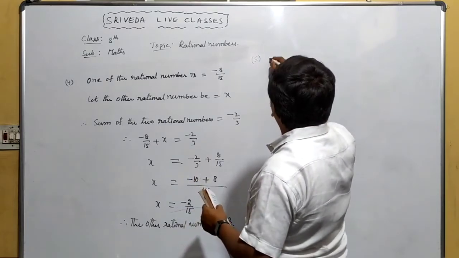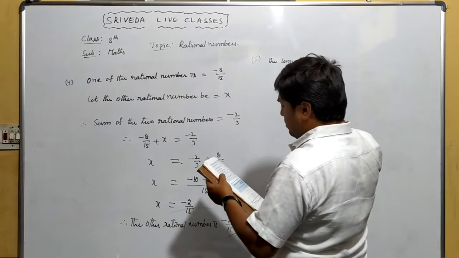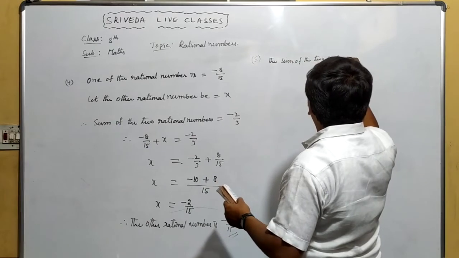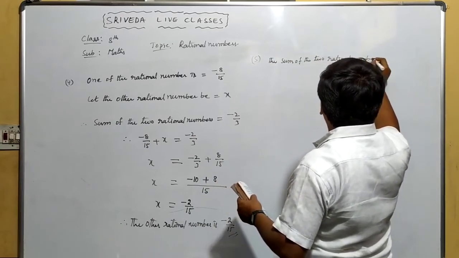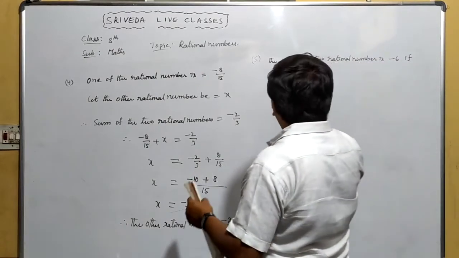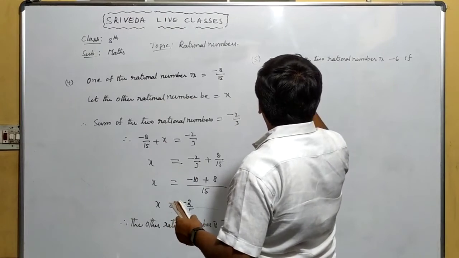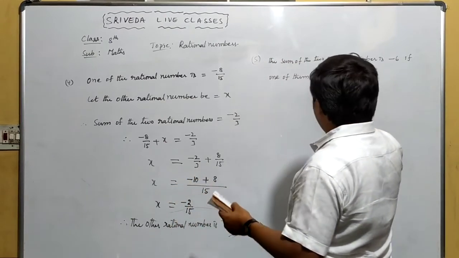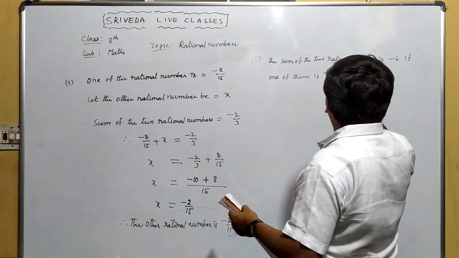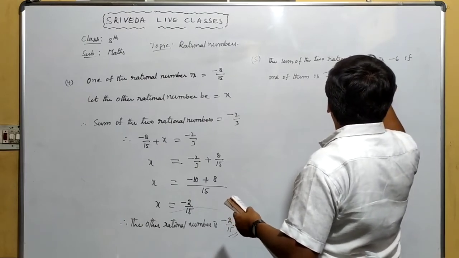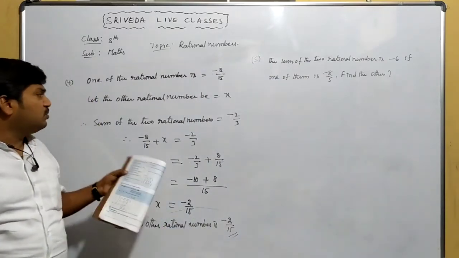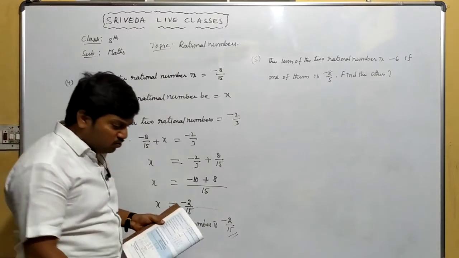The sum of two rational numbers is minus 6 if one of them is minus 8 by 5. Find the other. You can do this problem. It is the same as the fourth one and fifth one. Okay. Next, we'll go through the sixth problem.